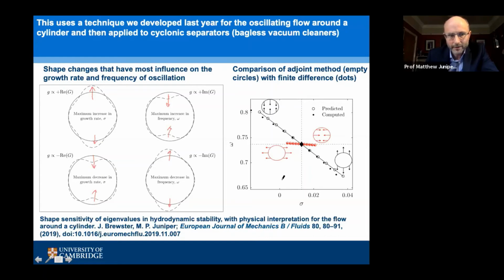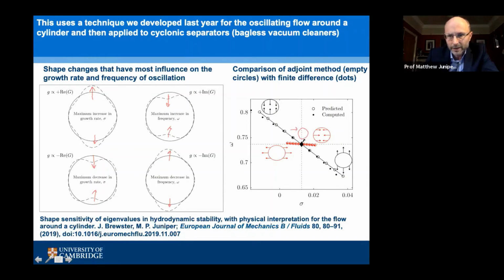We can check it against finite difference calculations, which we've done on the right. This is always a good idea. If we start off, the black point there is the round cylinder. I'll try and draw a round cylinder. And then we imagine squeezing it top and bottom. It's in the flow moving from left to right.